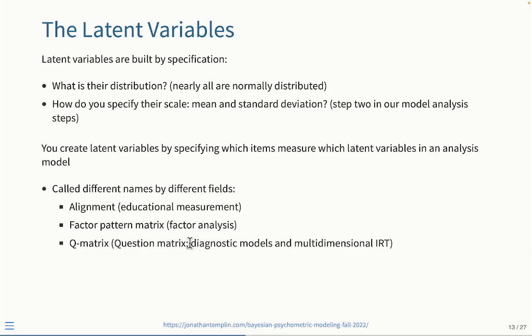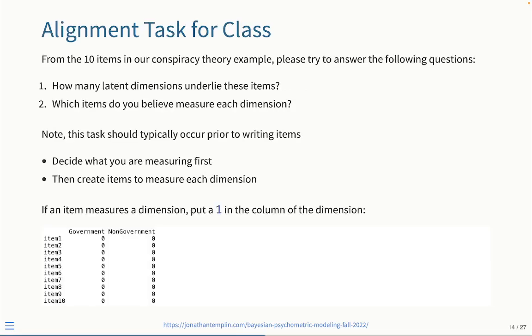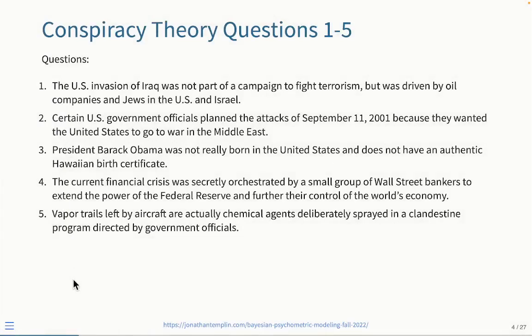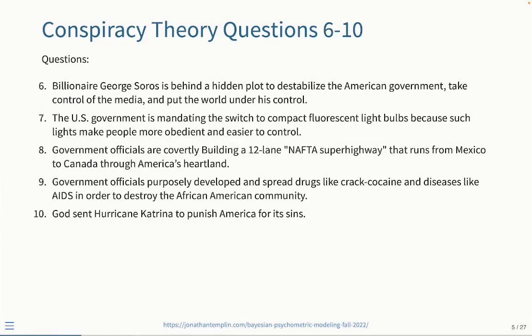This term came from a field of diagnostic measurement that Kikumi and Maurice Tatsuoka in 1983 defined this term. But you start to see this also recently used in multidimensional IRT, not just papers, but also R packages. MIRT, for instance, will use a Q matrix. So if you were in class today, you saw our alignment task, where we took the 10 items from the conspiracy theory example, which were up here on slides 4 and 5.